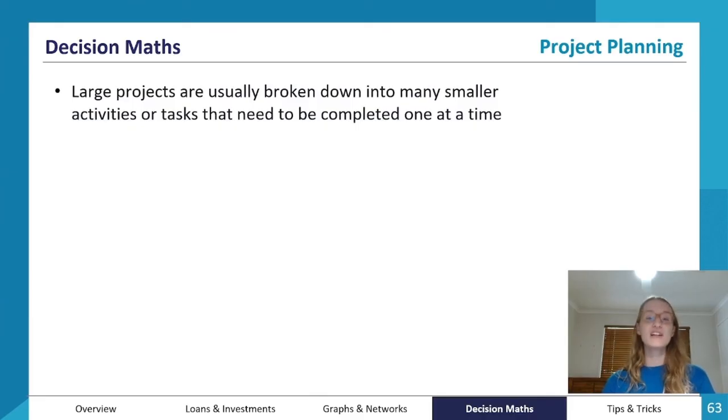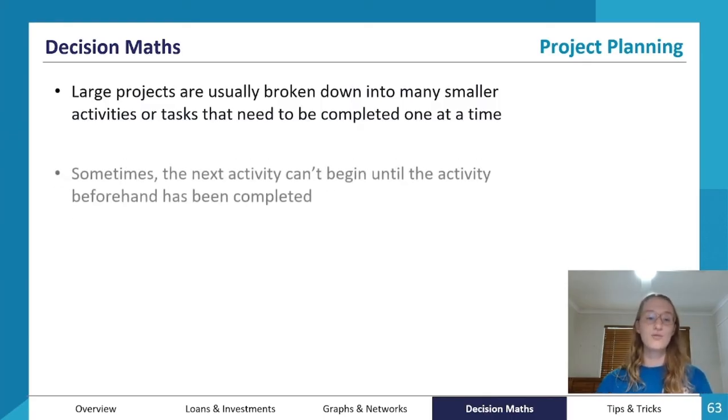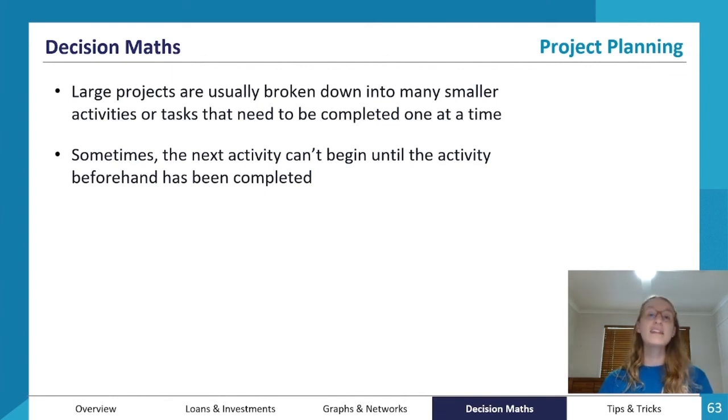So large projects. So we're going to talk about project planning. Large projects are usually broken down into many smaller activities or tasks that need to be completed one at a time. And sometimes the next activity can't begin until the activity beforehand has been completed. So when we're talking about project planning, we could be talking about building a house or making a cake, any sort of activity that can be broken down into any sort of subtasks.